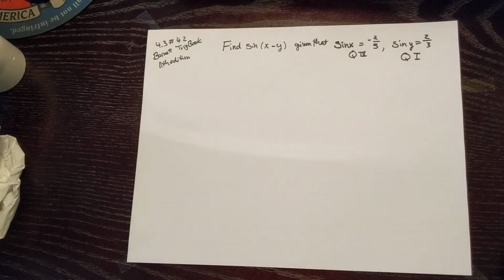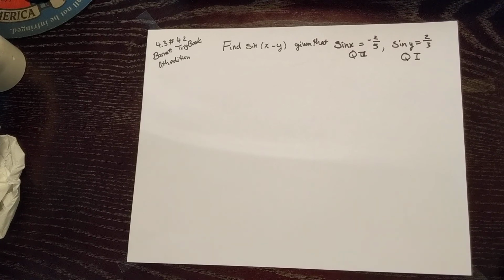This video is about using a sum or a difference identity. In this case, it's a difference identity because they're asking us to find the sine of x minus y. This problem is number 42 from section 4.3 of the Barnett-Trigg book, the 11th edition.